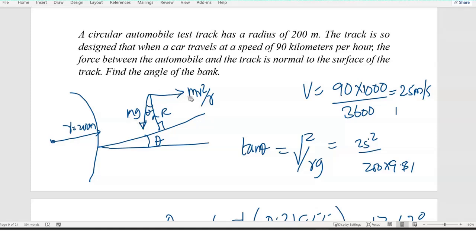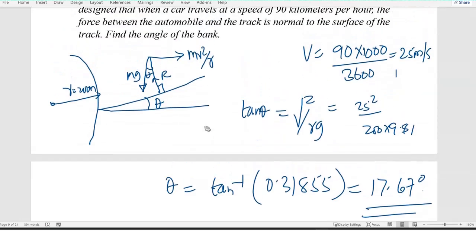So the angle of banking here is going to be 17.67 degrees for the resultant between the weight of the body and the centrifugal force to be normal to the surface, or to be normal to the track at the point where the wheels or the tires of this automobile are going to be in contact with the ground. So that is it.